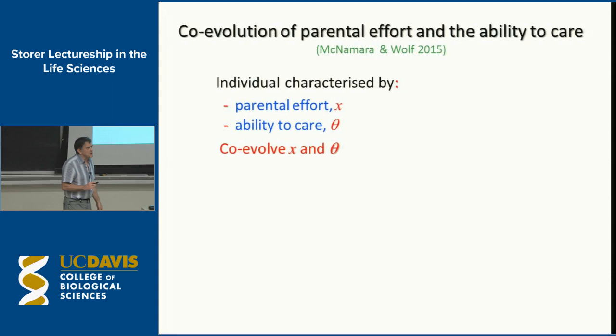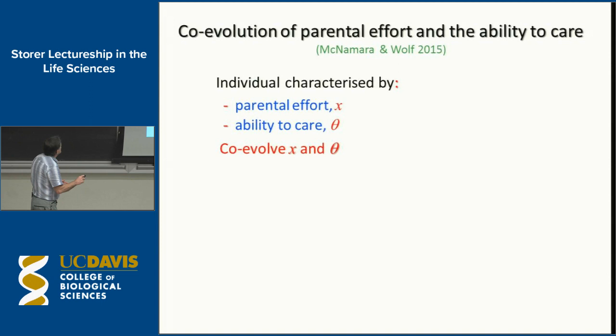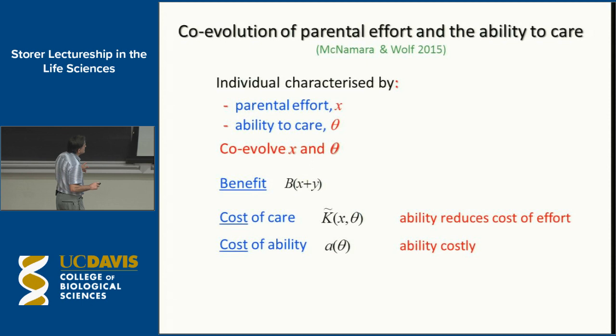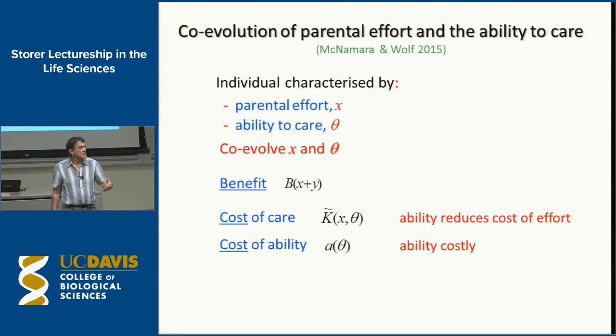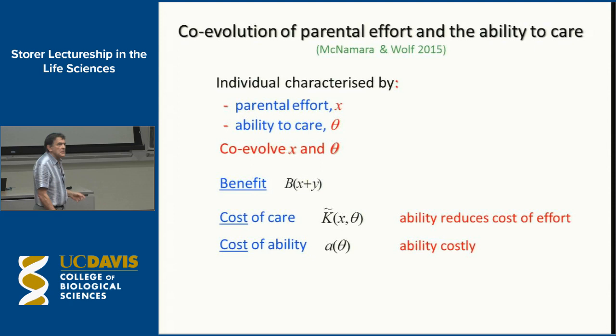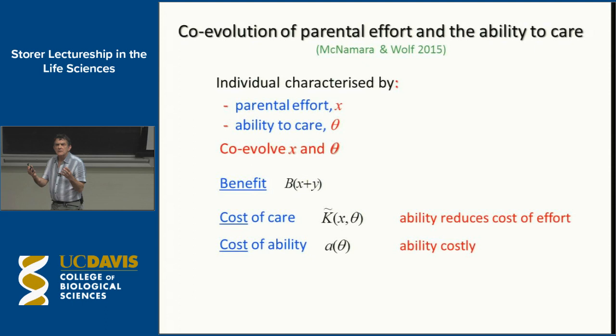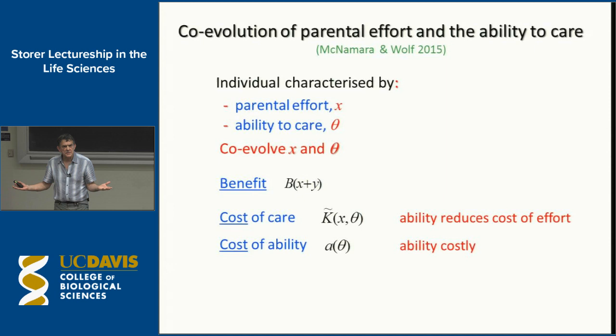Let's think of a model in which we co-evolve effort with the ability to care. Each individual is characterized by its effort and its ability to care, and the common benefit is the same as before, but there are two costs of care. One is the cost of actually doing the care, and the more able an individual is, the less cost is paid by that individual for a given level of effort. But there's a second cost, which is the cost of maintaining the machinery to be able to have this ability. The cost of maintaining mammary glands, let's say. So that's this thing here.